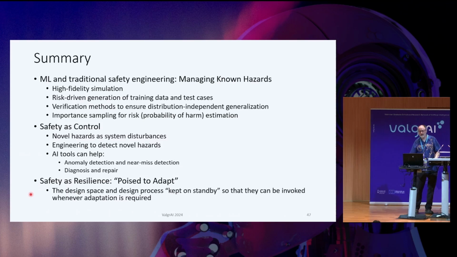And finally, safety as a form of resilience, building systems that are poised to adapt. And I think AI can help in both of these to some extent. AI can give us anomaly detection and near-miss detection for the safety as control. It can perhaps help with the diagnosis quite a lot, and maybe with the repair a little bit. And if we're using AI tools during the design process, we should be able to use them during the repair process as well.